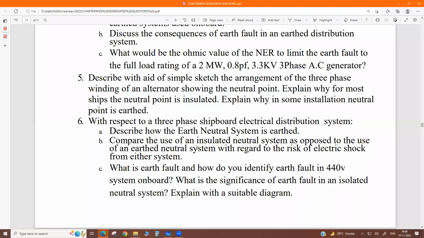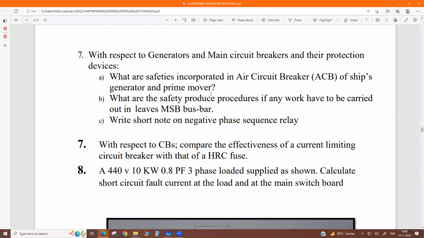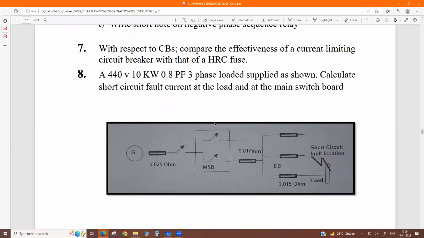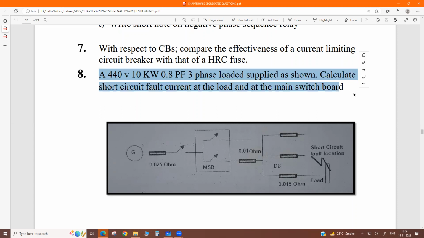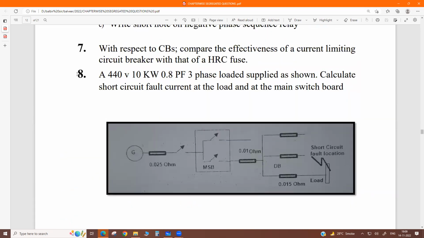Again, the sixth question is the same: advantage and disadvantage of isolated and neutral earth systems. Now the safety in an ACB, and what is the procedure to work on a live MSB? Now there is another question, asking what happens if a fault occurs. This is related to fault calculation.